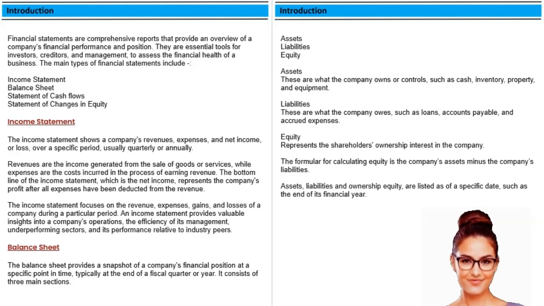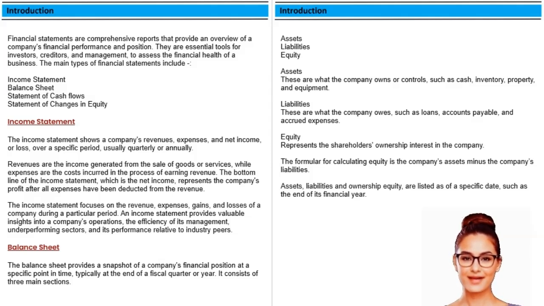The balance sheet provides a snapshot of a company's financial position at a specific point in time, typically at the end of a fiscal quarter or year. It consists of three main sections. It has the assets, the liabilities, and the equity. Let's start with the assets. These are what the company owns or controls, such as cash, inventory, property, and equipment. Again, it's what the company owns.